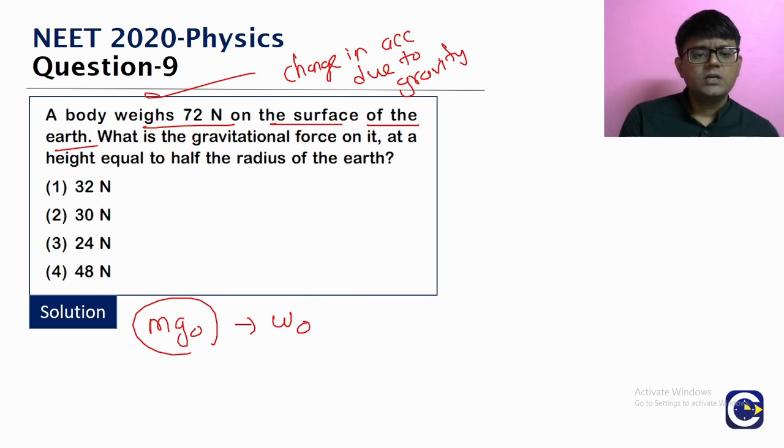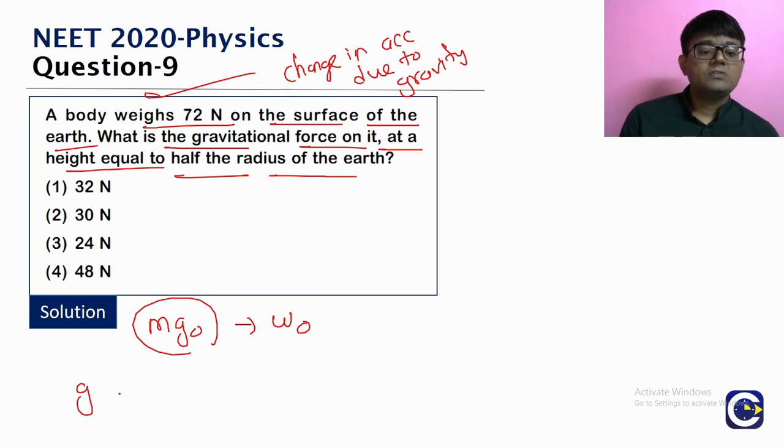M into g0. They are asking weight only, because weight is nothing but the gravitational force, at a height equal to half the radius of the earth. Remember, we have the g at a height h formula. What is the g at a height h formula?